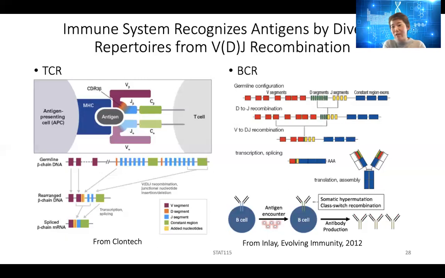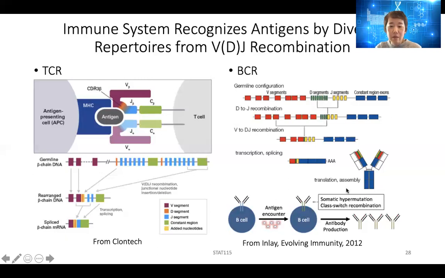If that new mutation is recognizing the antigen worse, they will not continue to proliferate anymore. But the ones that really recognize antigen better will get more proliferation. In addition, the constant region of the antibody will also shift.